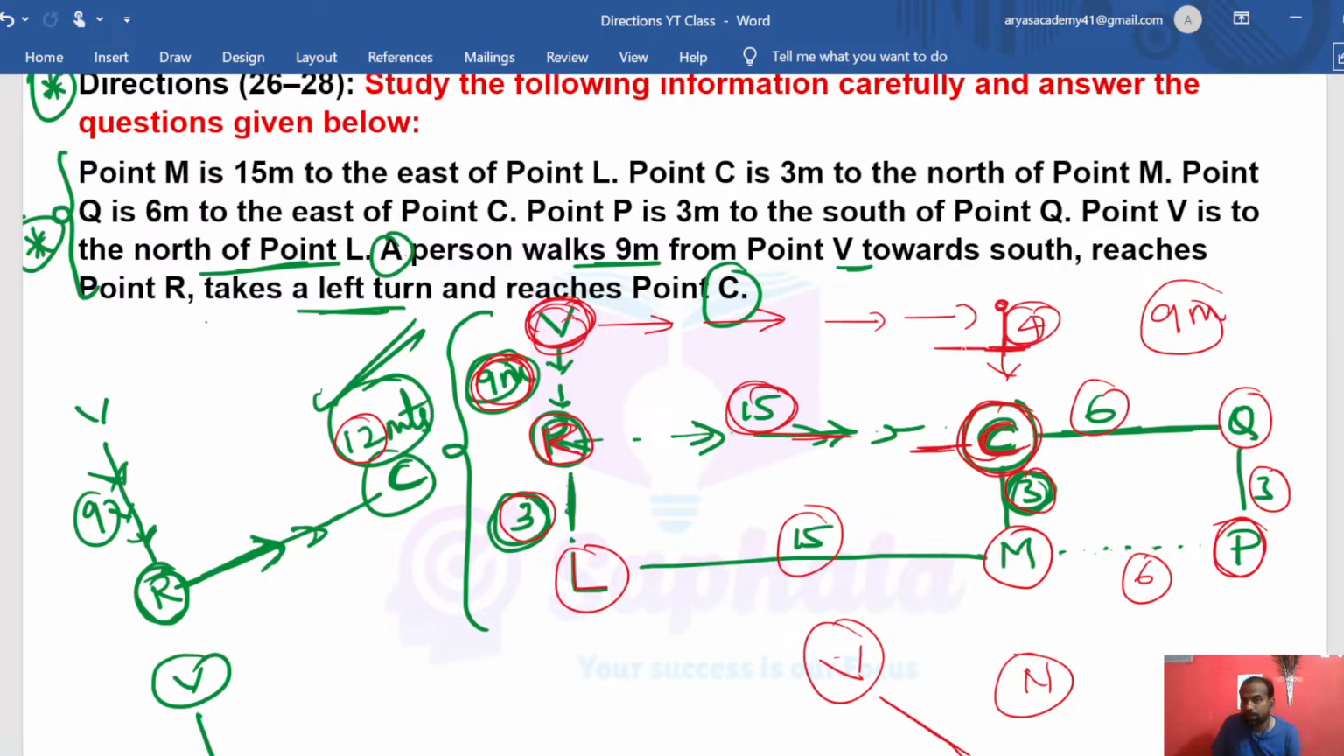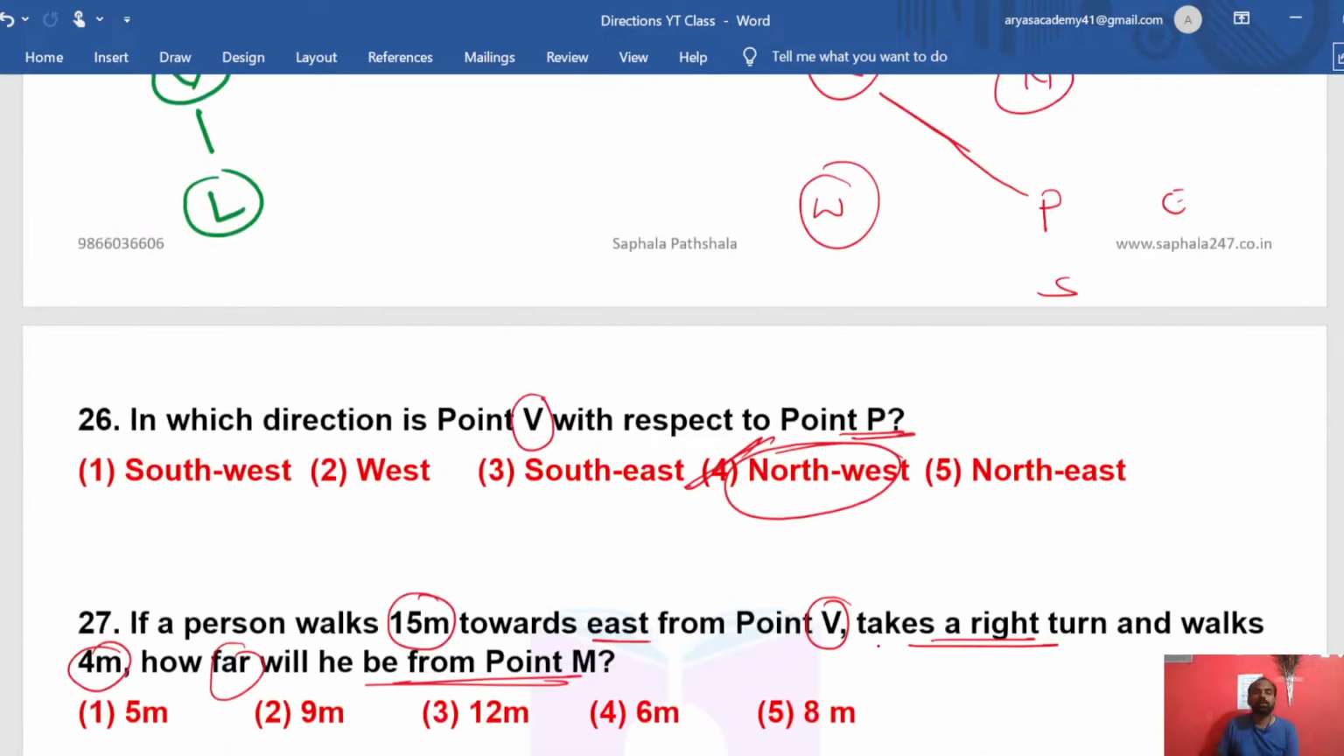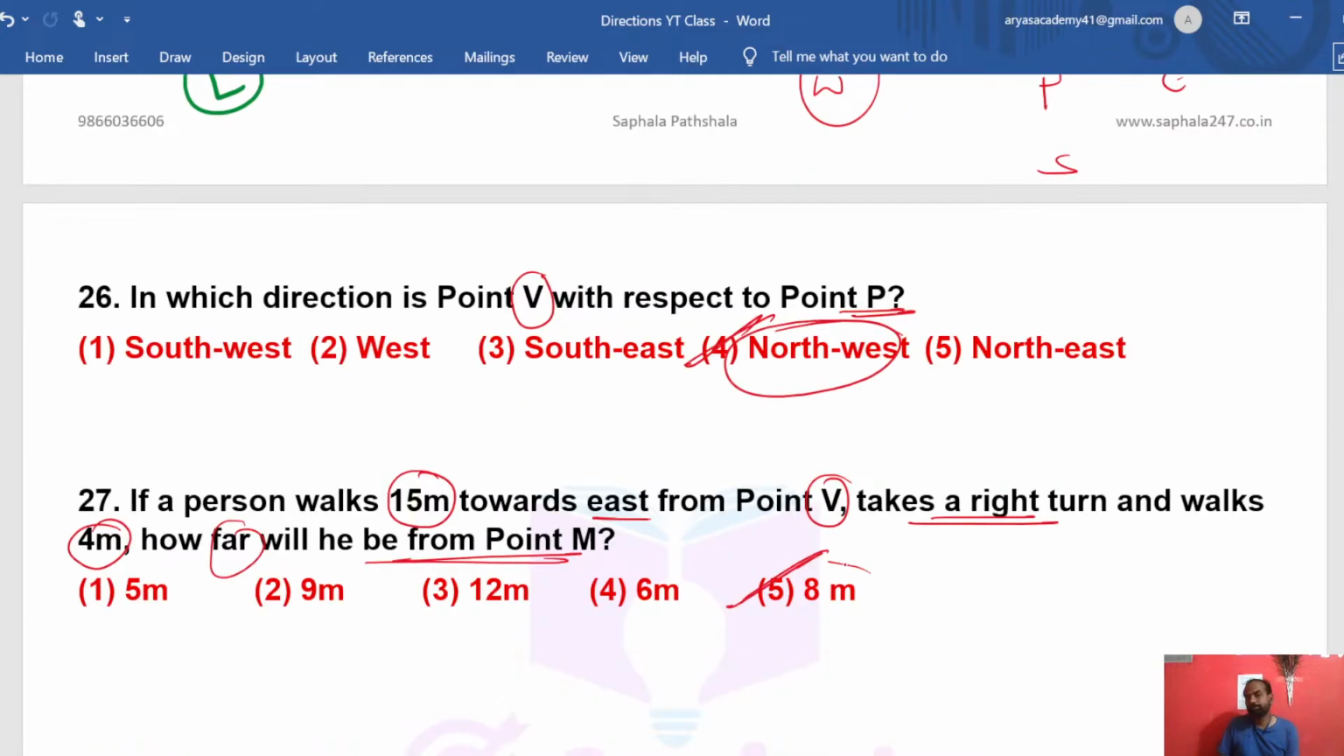So let us suppose that this is my stopping point and this is point C. This gap has to be 9 minus 4, 5 meters. And this is another 3 meters. So 5 plus 3. Distance between M and the point where I have stopped is this 3 meters plus the gap of 5. 5 plus 3 becomes how much? Overall, the distance will be 8 meters. Okay? 8 meters.